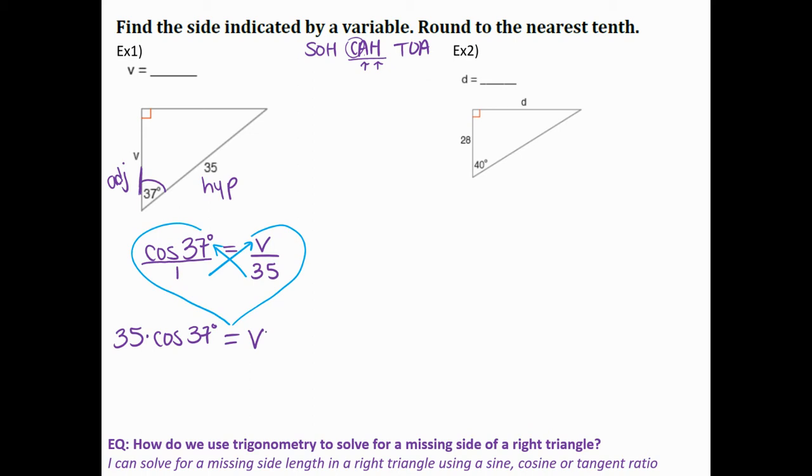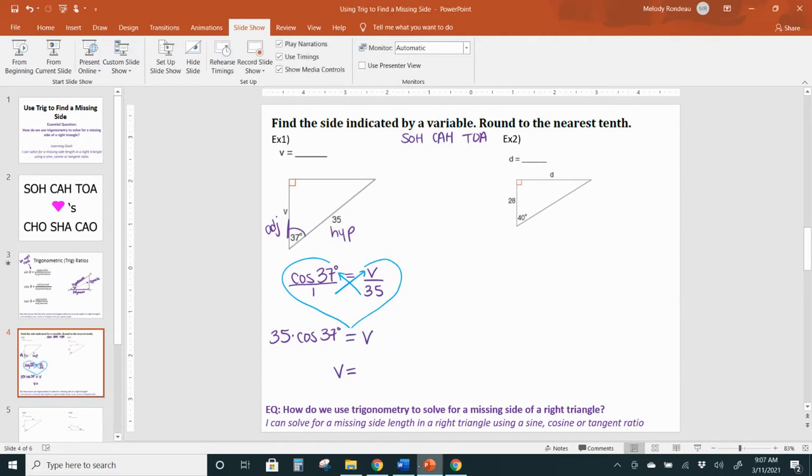All right, then to solve for v, oh look, it's already by itself. At this point, I just need to be able to type it into my calculator. So I'm going to get rid of some of this because we're not going to use it later. And all right, so I'm going to jump over to a calculator. I want to do 35 cosine 37.